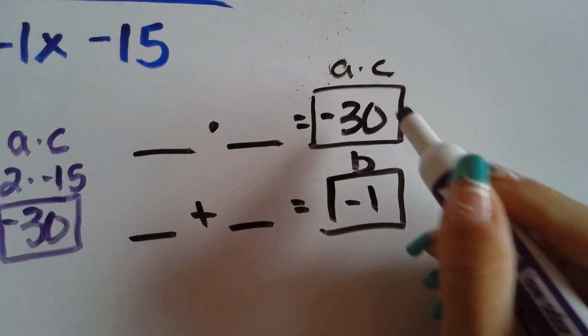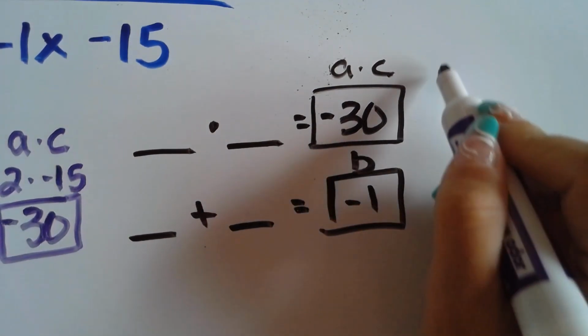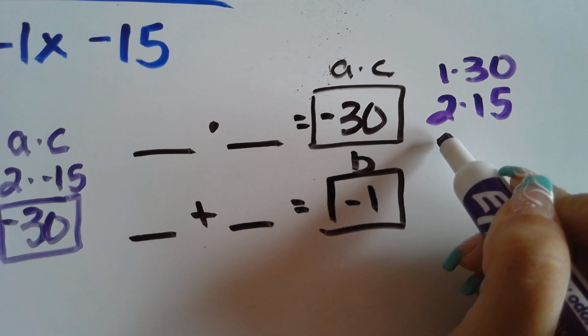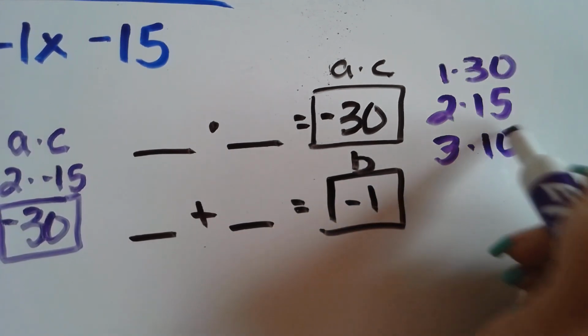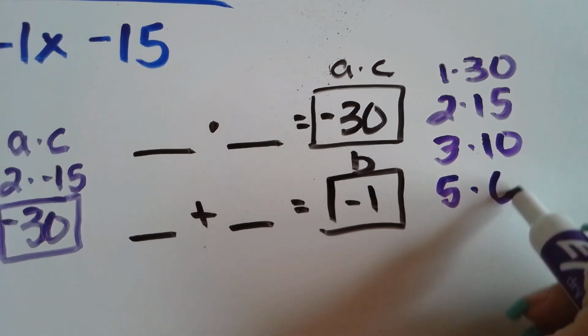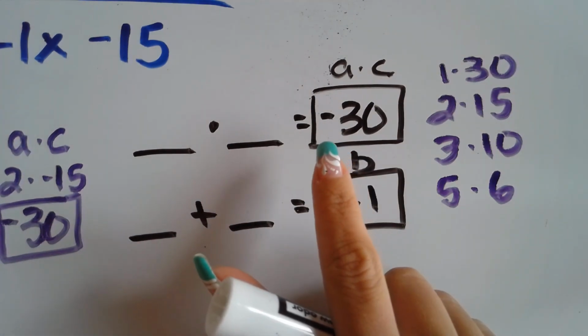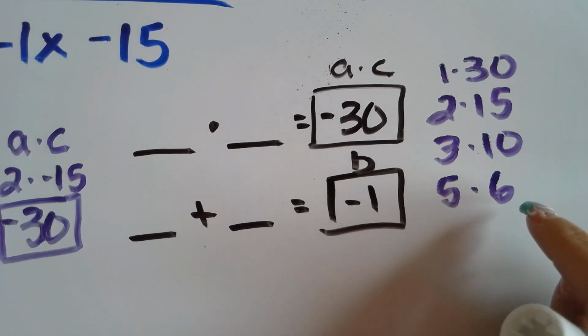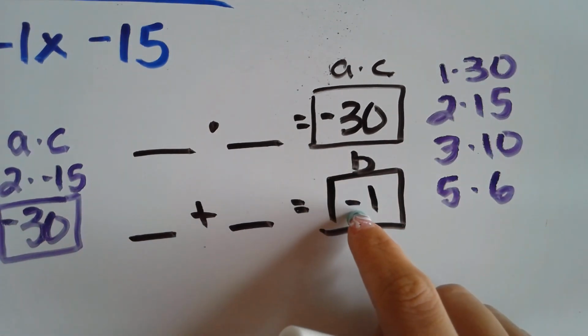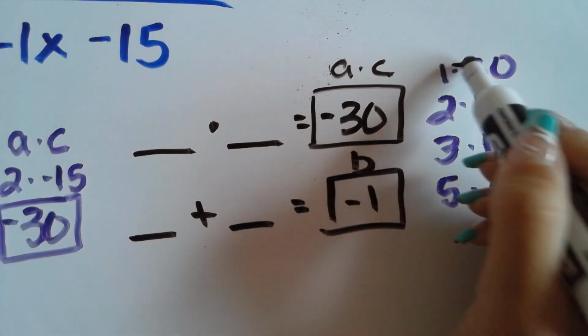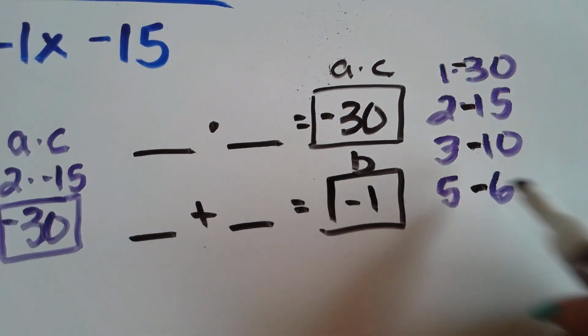So, what 2 numbers can multiply to give us 30? 1 times 30, 2 times 15, 3 times 10, 5 times 6. Okay, so we're going to stop there. Now, we know that they've got to multiply to be a negative number, so we know one of these is going to be negative. And we know if our B is a negative 1, then we are going to know that our bigger numbers are going to be negative, okay? Because the bigger numbers take the sign, okay?